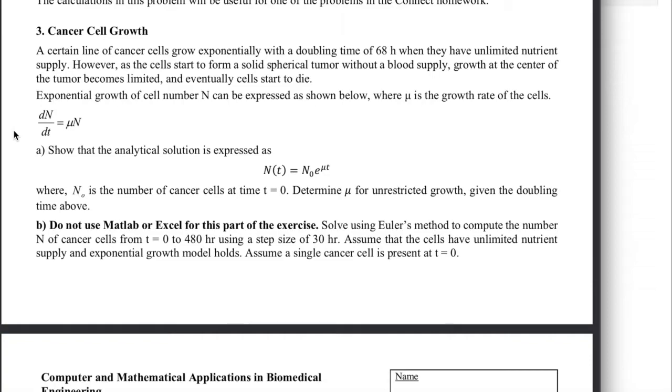nutrient supply. However, as the cells start to form a solid spherical tumor without a blood supply, growth at the center of the tumor becomes limited and eventually cells start to die. Exponential growth of cell number n can be expressed as shown below, where mu is the growth rate of the cells, so dn over dt equals mu times n. Then they give us the actual equation here where it's n as a function of t equals n initial time, and that's multiplied with the exponential of mu times t.